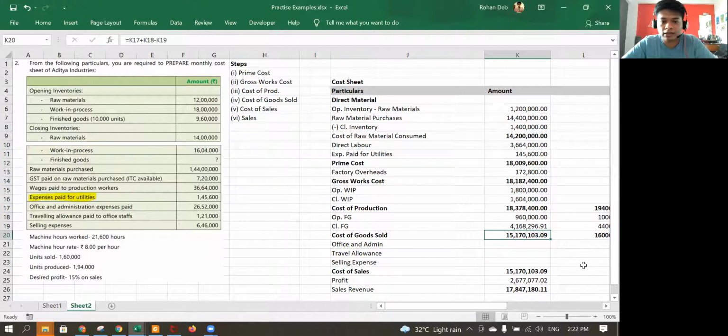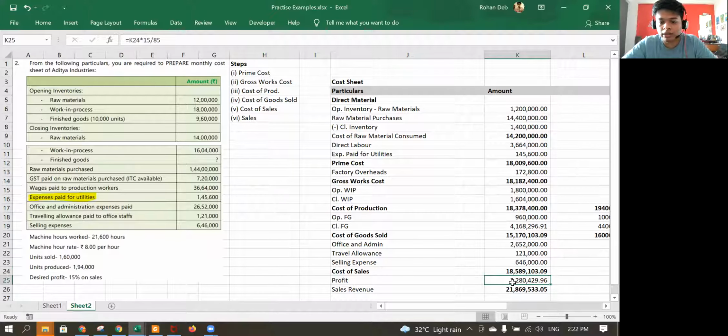Now I have the other expenses: administrative, selling, and general. So 26 lakh 52,000. Then I have 1 lakh 21,000. Then 6 lakh 46,000. Okay, cost of sales is this much, profit is this much, and sales revenue is this much.